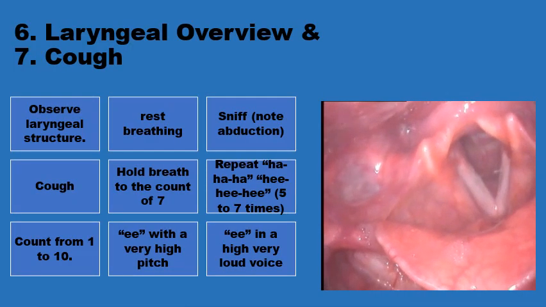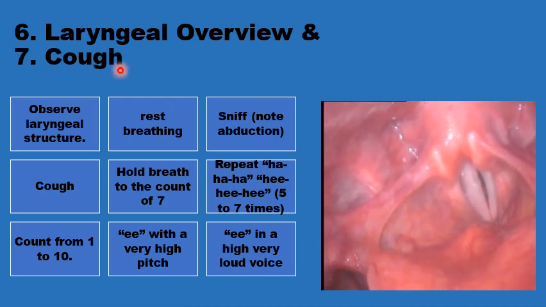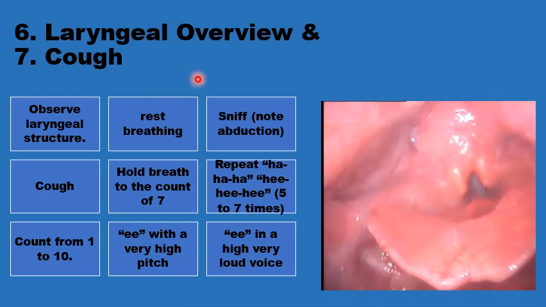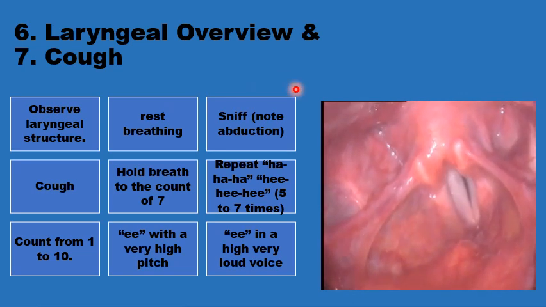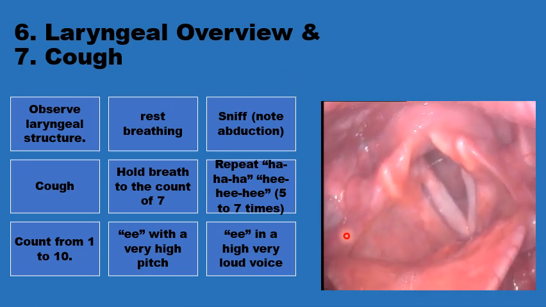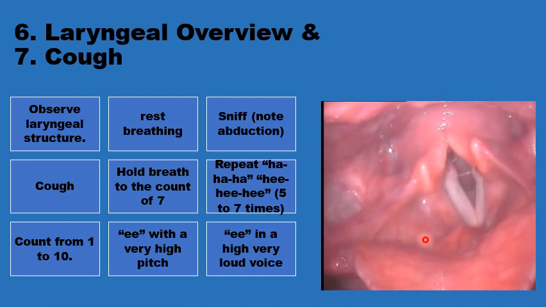The next two steps, number 6 and number 7, would require repositioning of the tip of the scope so as to focus on the larynx rather than the pharynx. You still need to have the tip of the epiglottis in view together with other laryngeal structures.